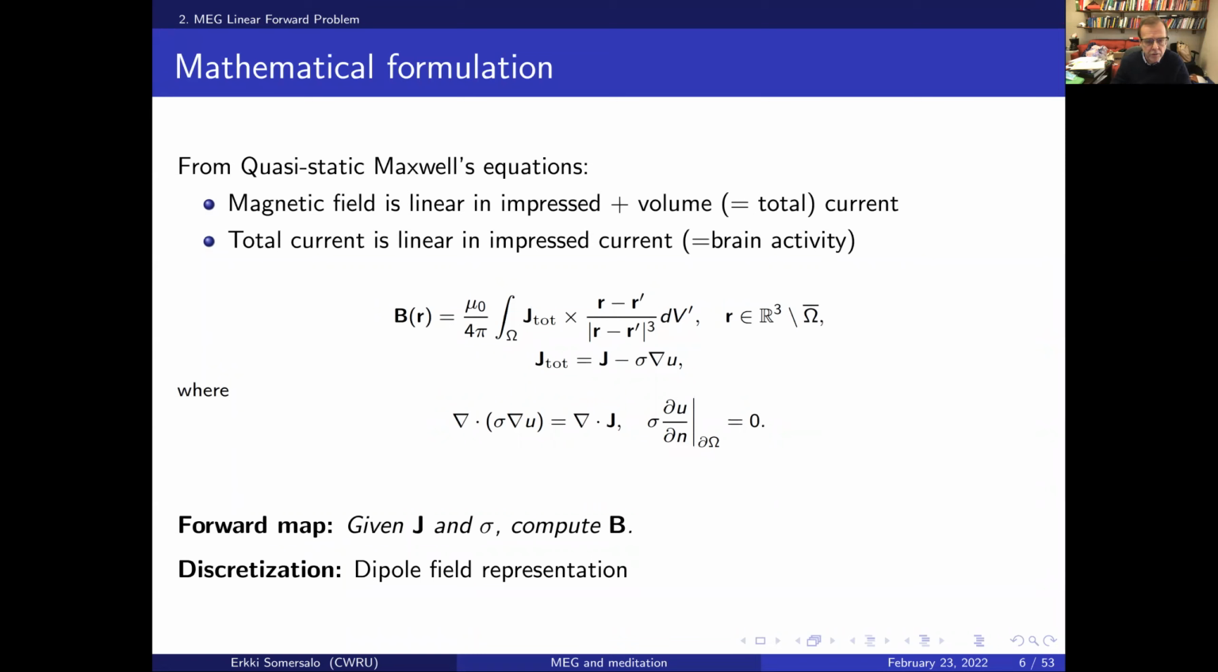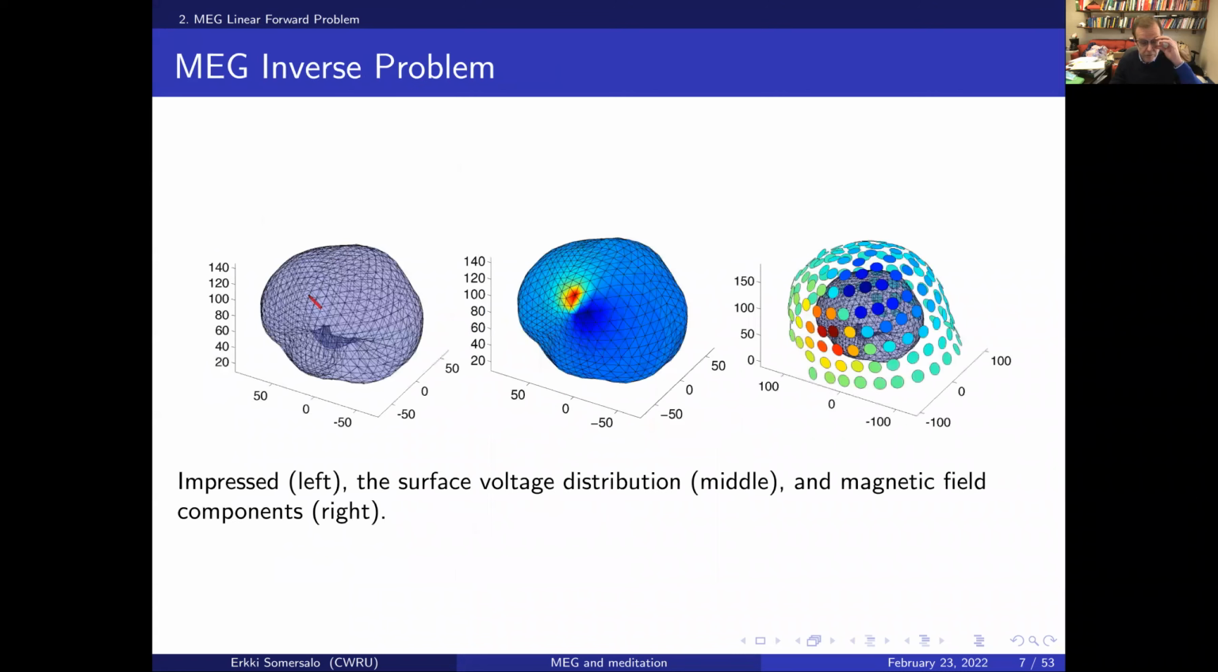And so you need to solve this rather simple linear differential equation to get the voltage potential. Then you plug it back in, and you see that B at the end depends linearly on the impressed current. I'm not going too much into details here, but I'm just showing you this picture. So we discretized the head using the boundary element method.